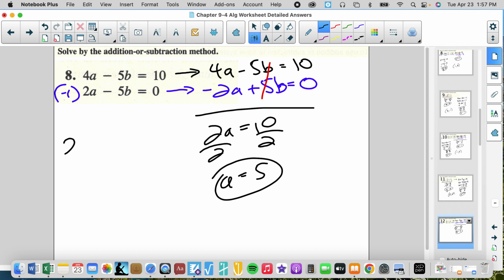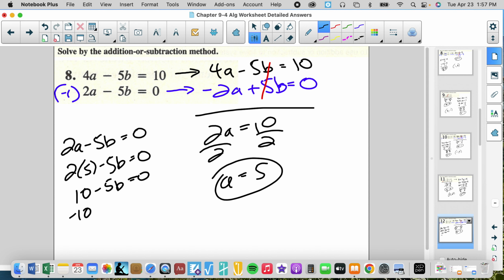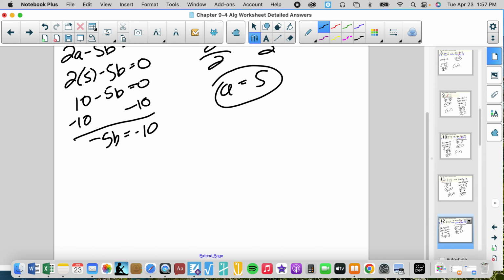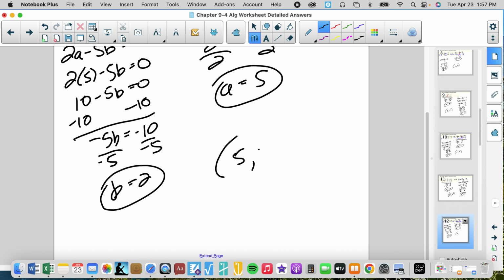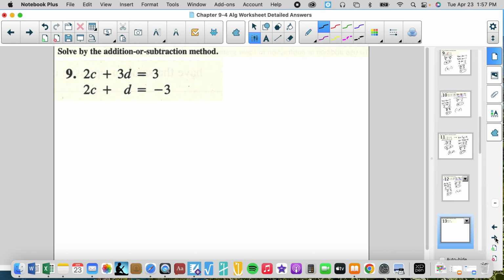We'll take the bottom equation. 2a minus 5b equals 0. 2 times 5 minus 5b equals 0. 10 minus 5b equals 0. Minus 10. Negative 5b equals negative 10. Divide by negative 5. b equals 2. A, comma, b is our coordinate order.